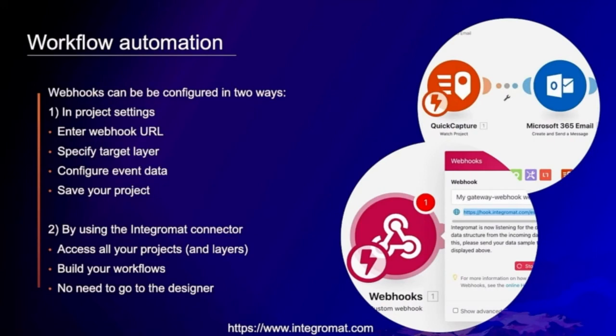You have two options for configuring webhooks in QuickCapture. If you already have a webhook URL, maybe from a custom enterprise implementation, or perhaps you have a webhook provider that creates them for you, then all you need to do is go to project settings in the designer and enter that URL along with the feature layer and the event data that you want to include in the payload.